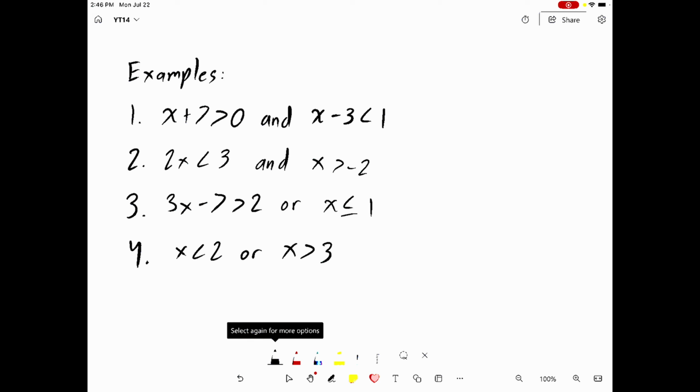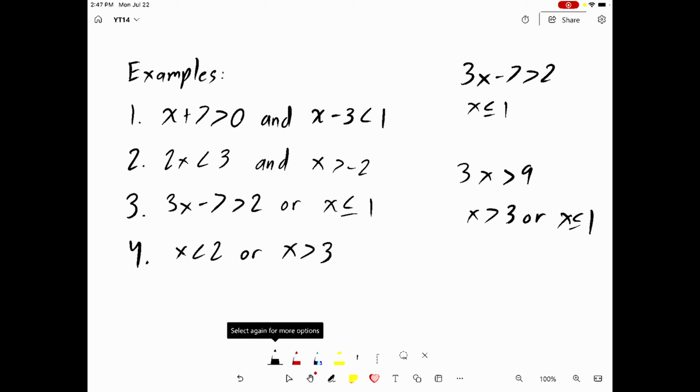For our third example, it'll be the first "or" example. 3x minus 7 is greater than 2 or x is less than or equal to 1. So the first inequality is very simple. What we've got to do is 3x is greater than 9, x is greater than 3, or x is less than or equal to 1.